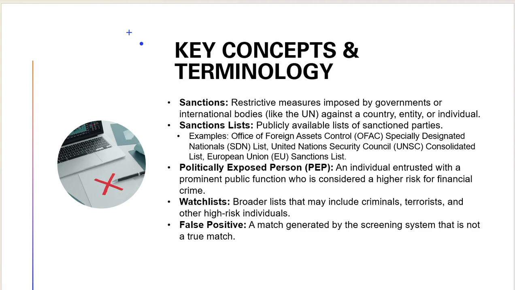Let's discuss what a sanction list is. A sanction list is a publicly available list of sanctioned parties, like individuals, countries, or customers, or sanctions on technology or the economy. Let's discuss some examples of sanction lists. The first is the Office of Foreign Assets Control's Specially Designated Nationals list, the SDN list, and the United Nations Security Council consolidated list, UNSC. They prepare a consolidated list for sanction screening.